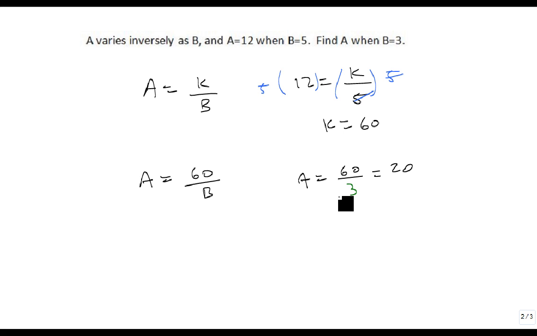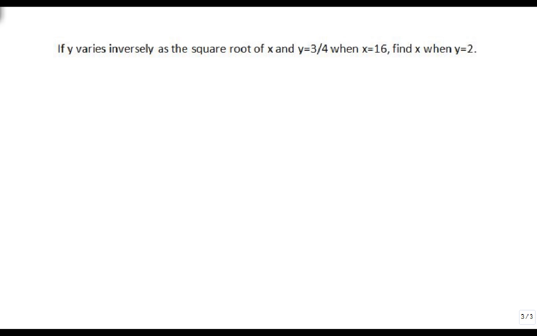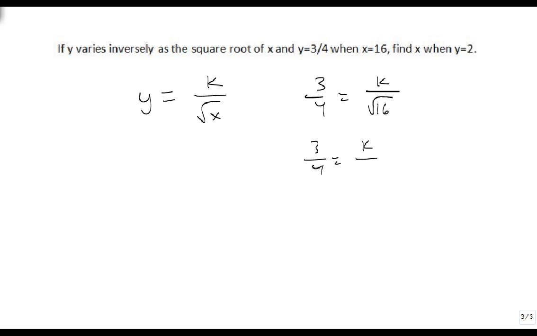We've got one more example that I'd like to look at. Suppose that we have y varying inversely as the square root of x. So y equals k over the square root of x. And we know that y is 3/4 when x is 16. So 3 over 4 equals k over 4, which means k equals 3. So y equals k over the square root of x. Replace the k with a 3.